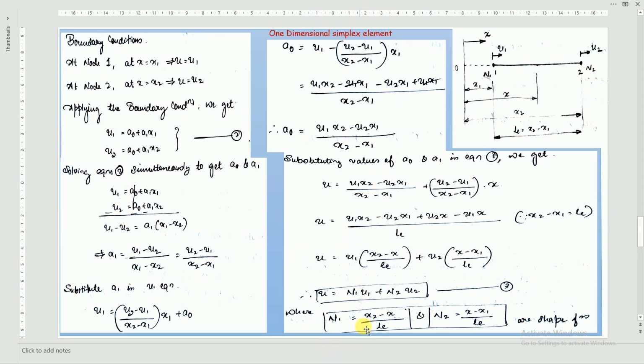Got it now? Where n1 is x2 minus x divided by LE and n2 is x minus x1 divided by LE. You will find the displacements, the unknown field variable, at nodes, but when you are asked to find it anywhere within the element, these shape functions are helpful. You know u1 and u2 after solving, and you know x2, x1 and the length of the element. If you are asked at some distance x, substitute all the values and get it. That is the definition of shape function.